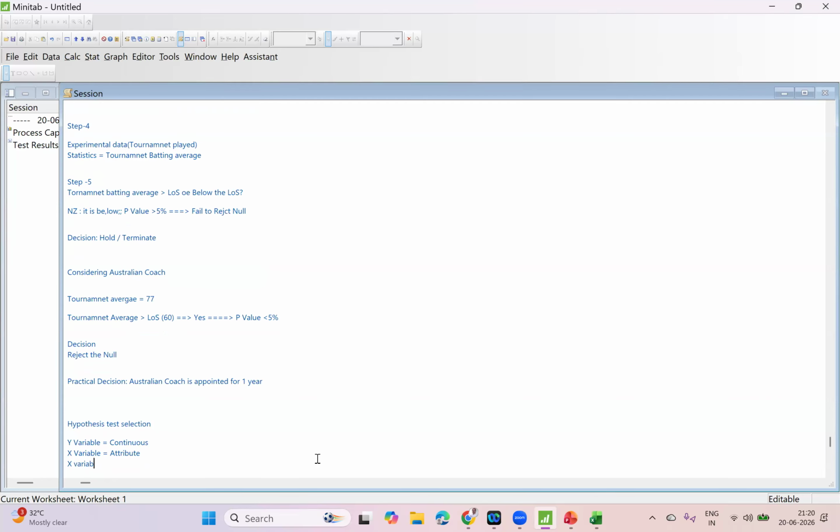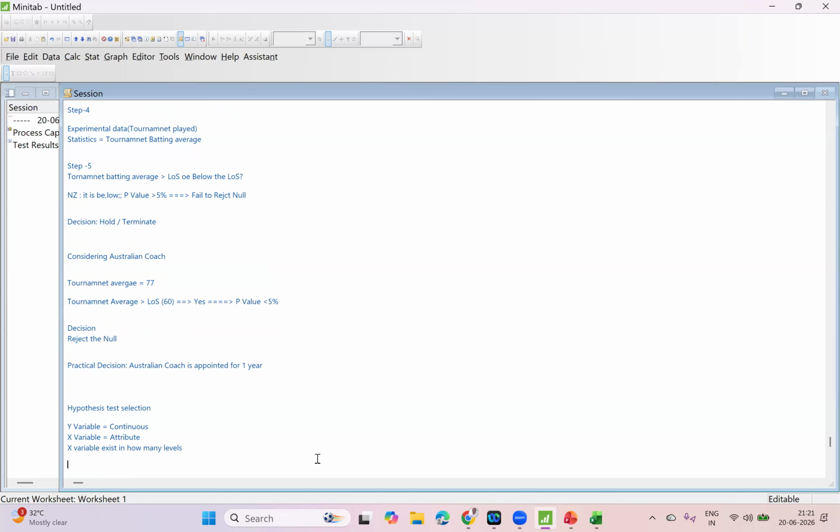Now, x variable exists in how many levels? You have to ask yourself. If you are studying the New Zealand coach separately, it is one level. If you compare the New Zealand coach and Australian coach, it is two levels. If you compare New Zealand coach, Australian coach, and also South African coach, it is more than 2 levels, 3. Right? The level is 2 or more.